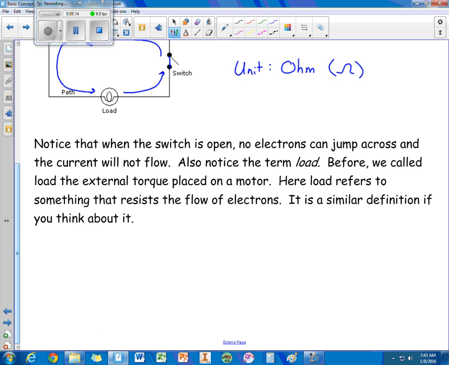Now, something to notice that when the switch is open, no electrons can jump across because air is such a good insulator. The current will not flow. Also notice the term load. Before, we used load to express the external torque we place on a motor. Here, load refers to something that resists the flow of electrons. So if you think about it, it's kind of a similar thing. It resists motion.